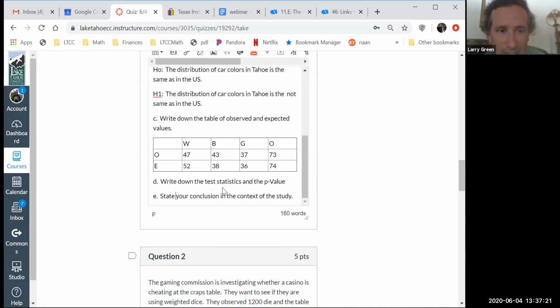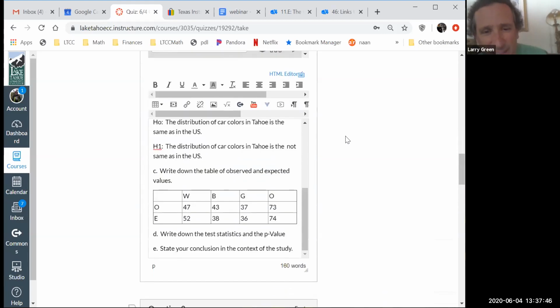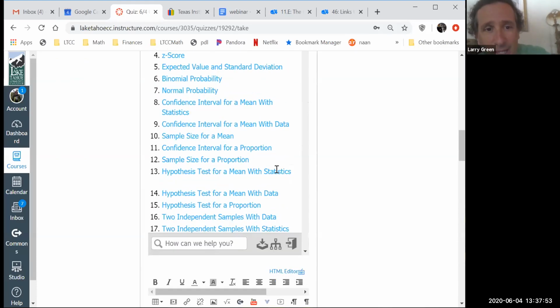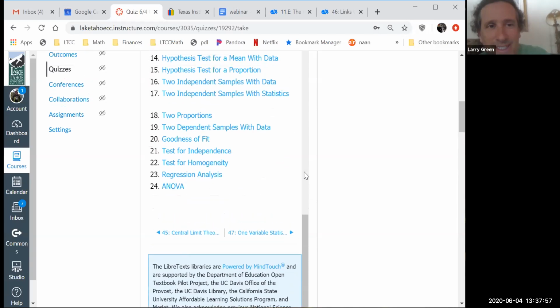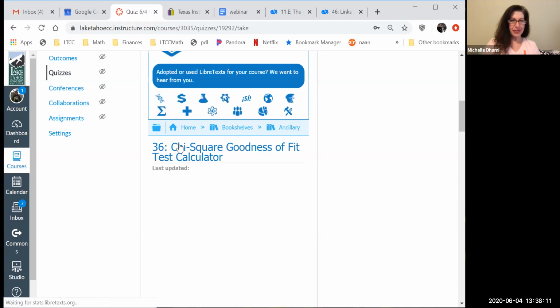All right, so now let's write down the test statistic and the p-value. Let me write down these numbers so I don't lose them. 43, 37, 73, 52, 38, 36, and 74. Unfortunately, it's not a great way. You can copy and paste, but it doesn't work that great. So if I copy that, and then I go in, just note, you do have to scroll down to find the test we're going to use. What test are we going to use? It should be obvious if you knew the name of the test. What number is it? Number 20, goodness of fit. Yep, goodness of fit, number 20.